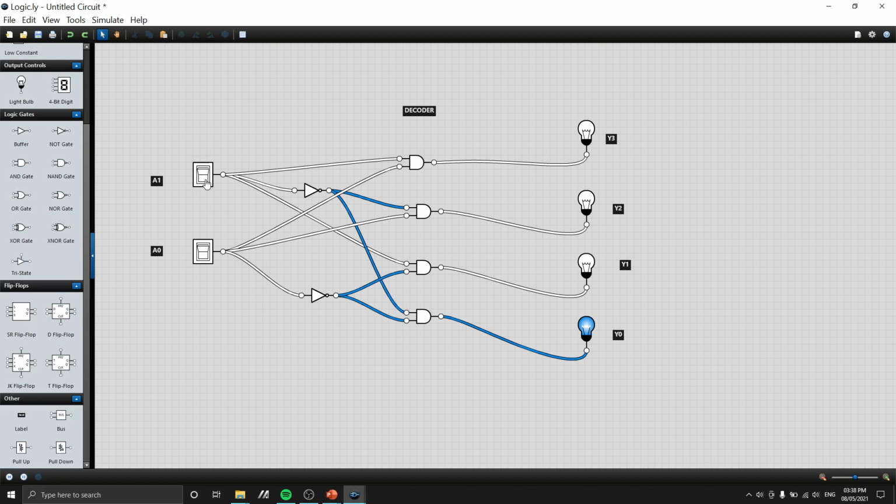When a1 and a0 are 0, then all the outputs are 0 except y0. When a1 is 1 and a0 is 0, y1 is 1 and the remaining outputs are 0. When a1 is 0 and a0 is 1, then y2 is 1 and the remaining outputs are 0. When a1 and a0 are both 1, y3 is 1 and the remaining outputs are 0.